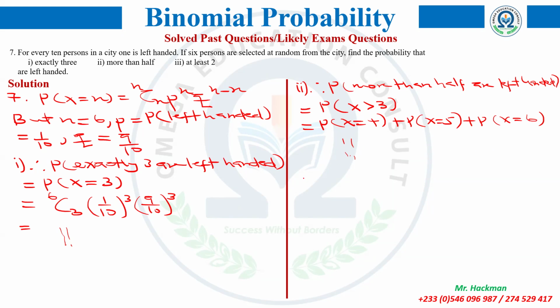And at least 2, so let's do the last one. So we are looking at P(at least 2 are left-handed).